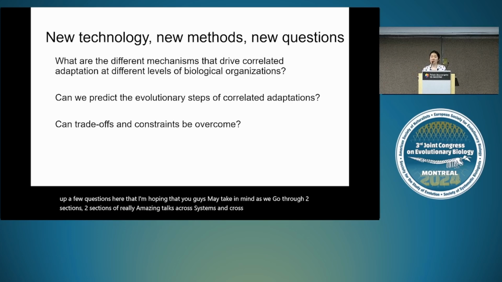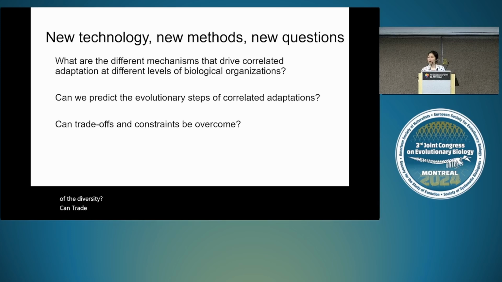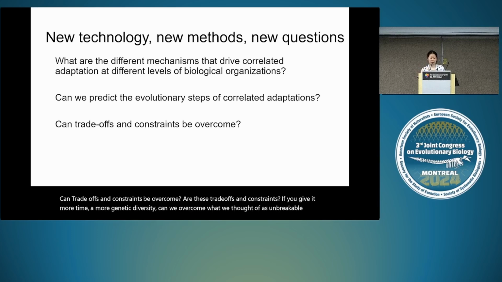Some of it might be that while the eventual phenotype might show patterns of correlation and adaptation, how do we get there? Are there trade-offs and synergies on the steps of evolution leading up to those phenotypes that might add to the richness of our understanding of the diversity? Can trade-offs and constraints be overcome? If you give it more time and more genetic diversity, can we overcome what we thought of as unbreakable trade-offs between traits and genes?